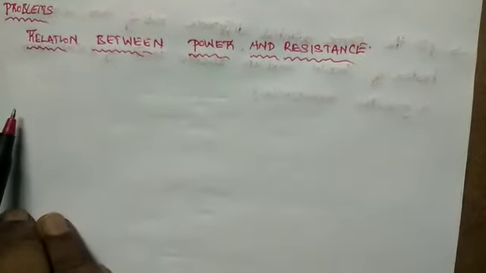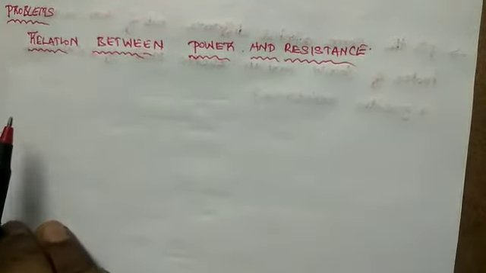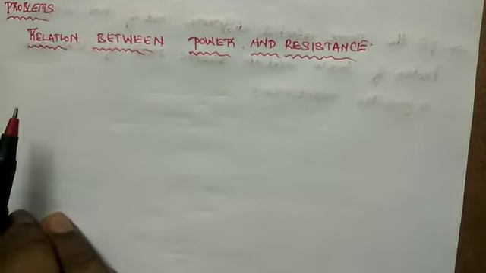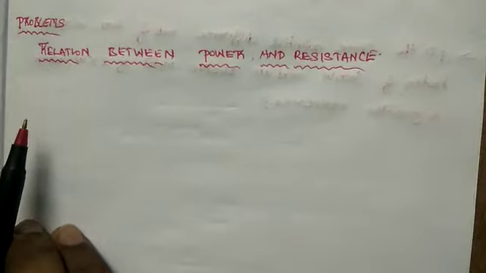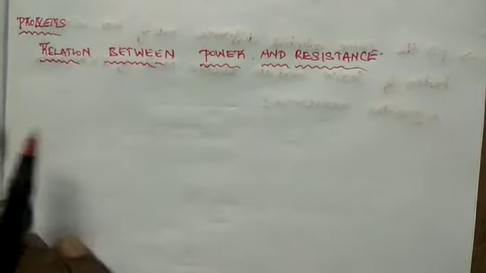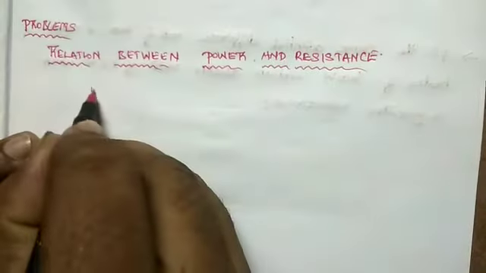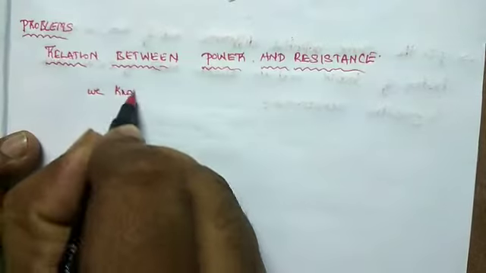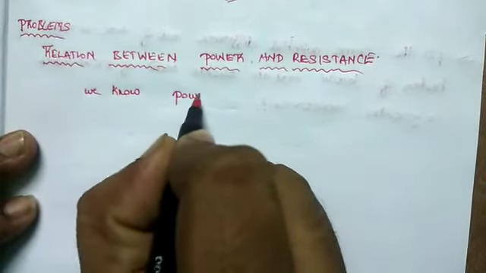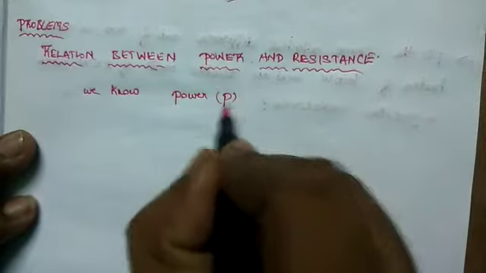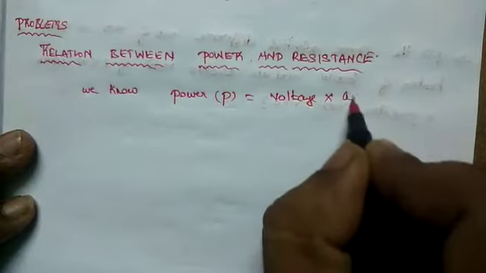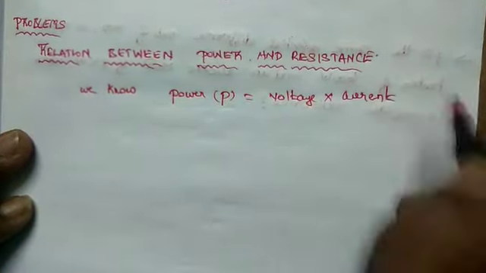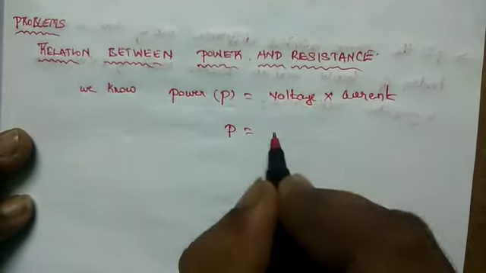Hi children. Today we are discussing electrical power problems. Before that, we have to know about the relation between power and resistance. We know the power formula: power P is equal to voltage into current. That means P equals VI.